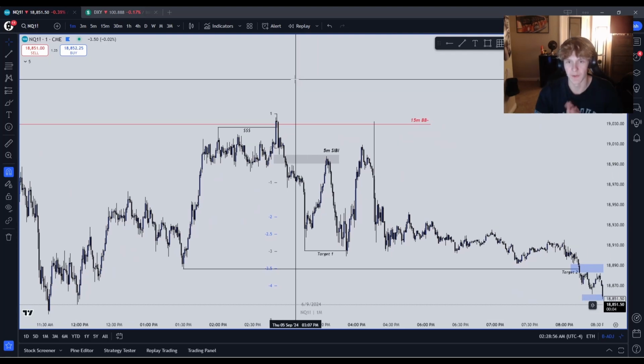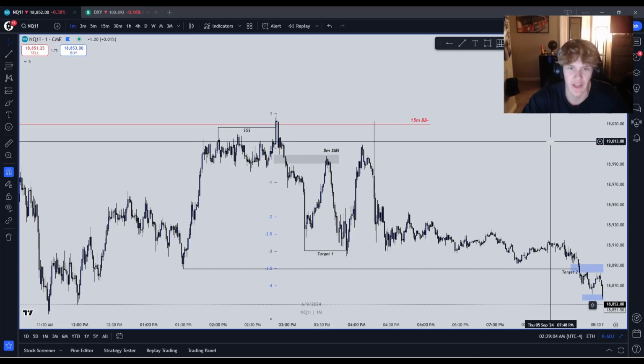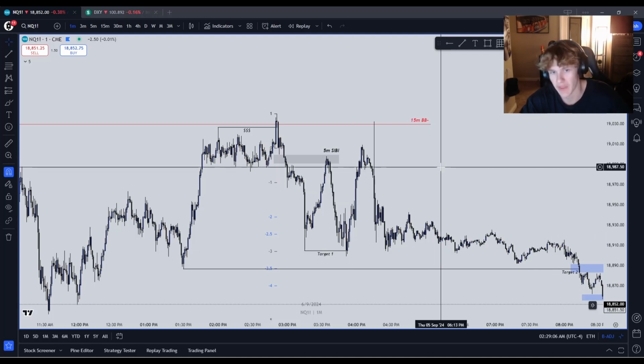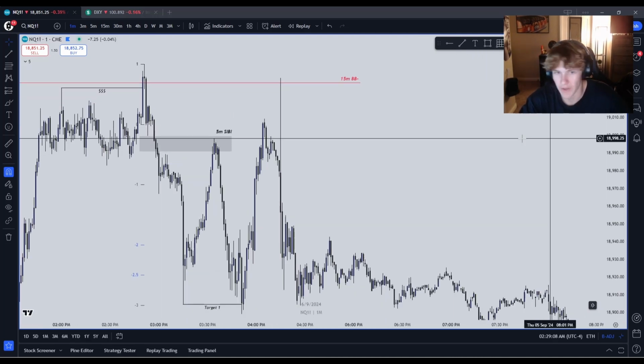Okay, today we're going to be doing a quick trade recap on the trade that I took today. It was September 5th. This trade actually passed me my funded combine account. I was on a 50K with TopStep, and this was a trade that passed my account. So let's just jump right into it.